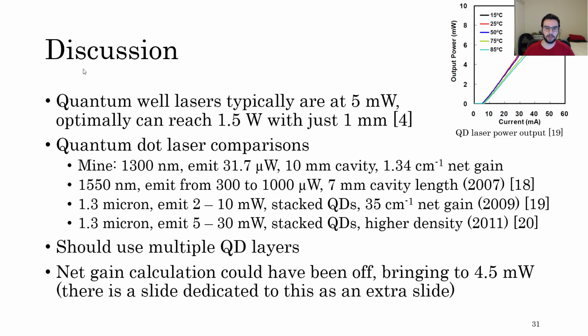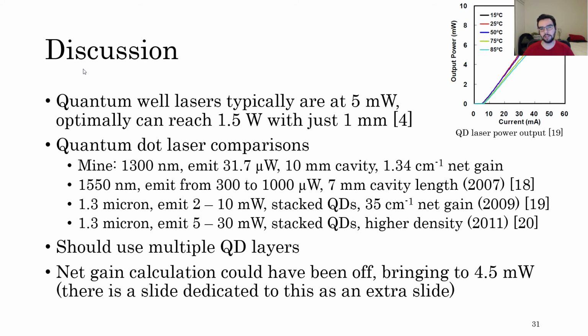So I kept going, and I also compared my quantum dot laser to other quantum dot lasers. So we have the range being 2 to 30 milliwatts, and some of these papers actually use multiple quantum dot layers stacked. I didn't, but usually they use 5 quantum dot layers stacked, which makes sense because that improves the gain. It makes the medium a little bit larger, and I should use that next time.